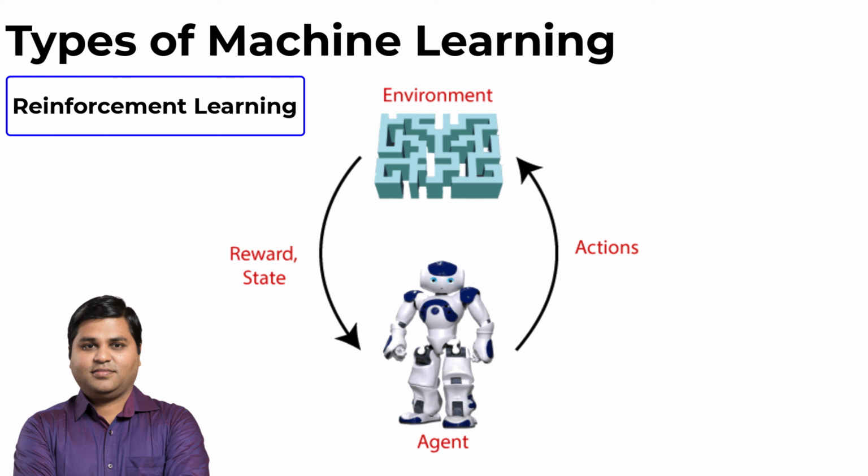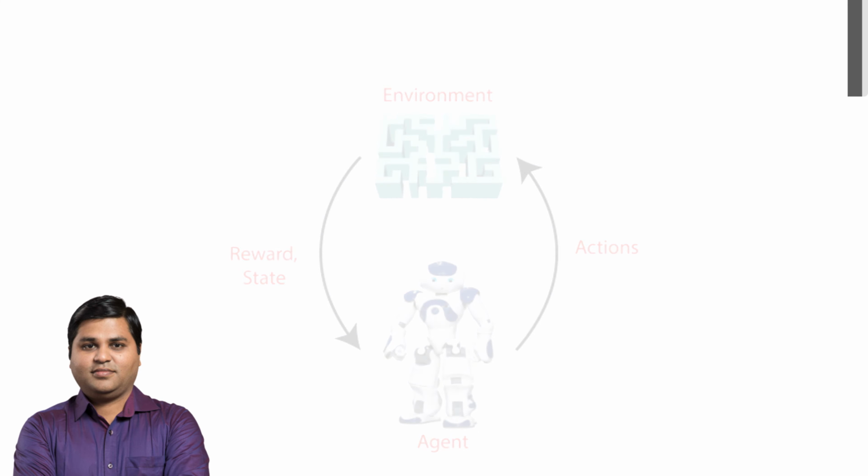In reinforcement learning, a computer program called an agent is like you riding the bike. It tries different actions in an environment and gets feedback in the form of rewards or punishments. The agent uses this feedback to learn what actions are good or bad, and it tries to get more rewards and avoid punishments. Over time, the agent gets better at making decisions and taking actions that lead to more rewards.